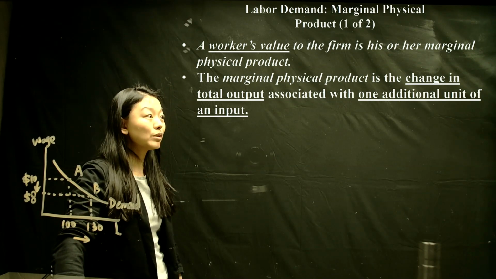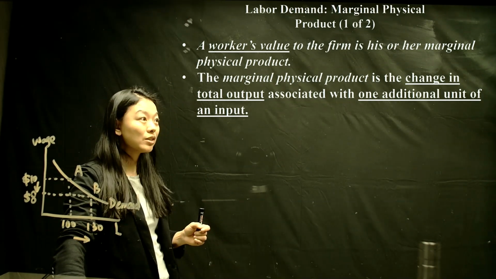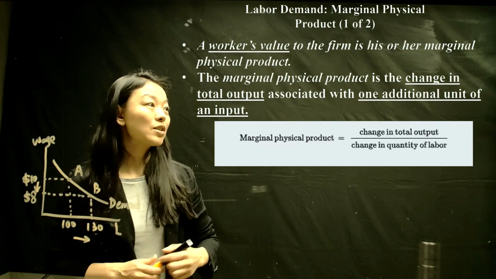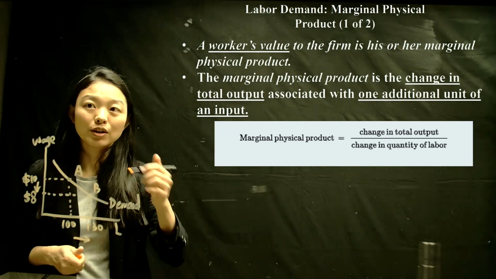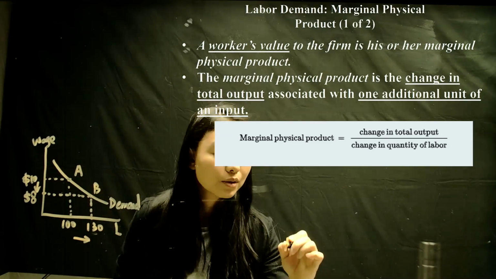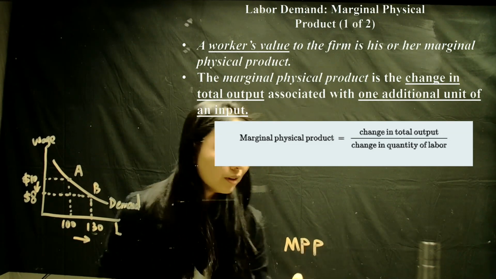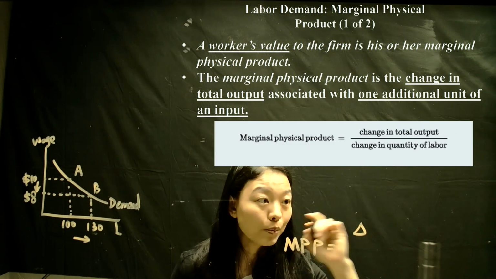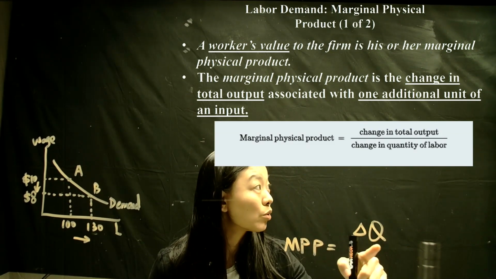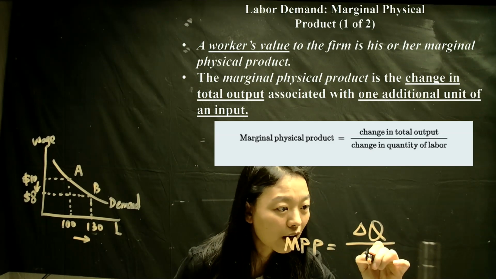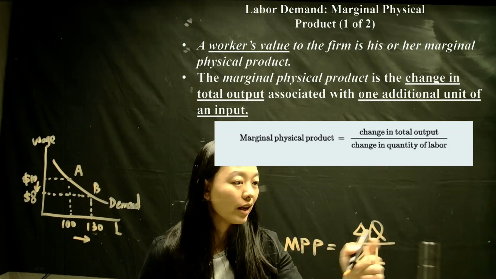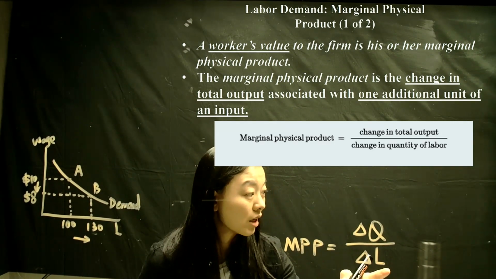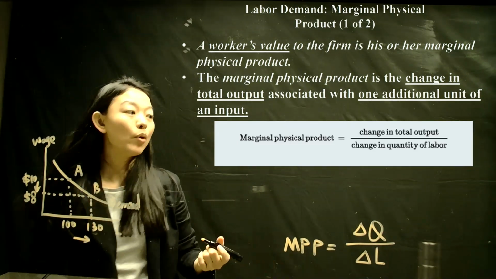So the marginal physical product is the change in total output associated with one additional unit of input. This is the one that you already learned before. I'll just write it down here. Marginal physical product, MPP, equals the change in total output, where I use Q to represent the output, divided by the change in the inputs. Because here we just talk about labor, the change in input will reflect in labor hired. Hire one more worker or not.